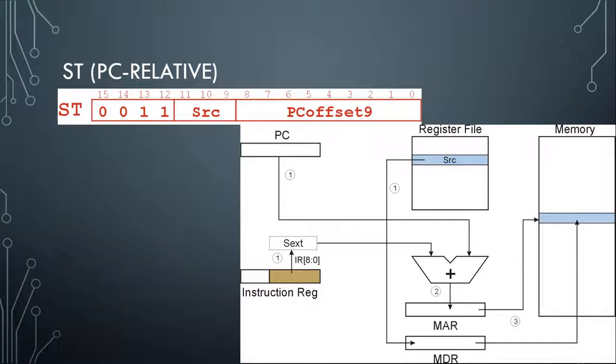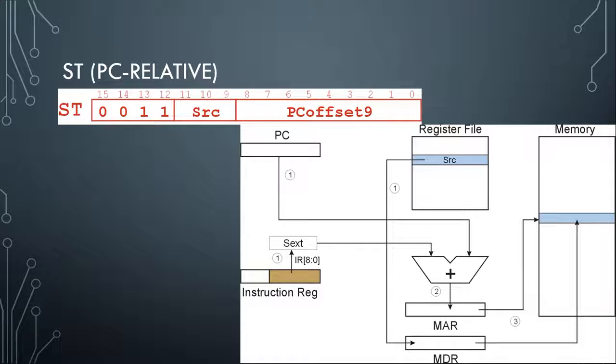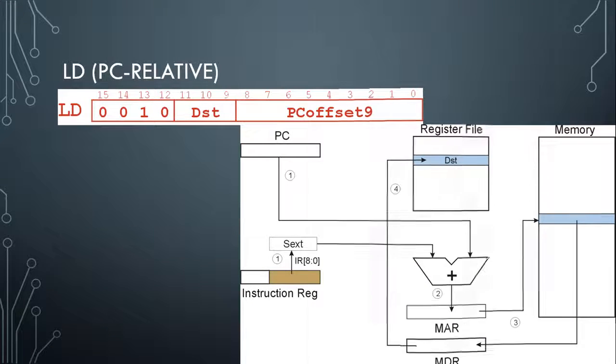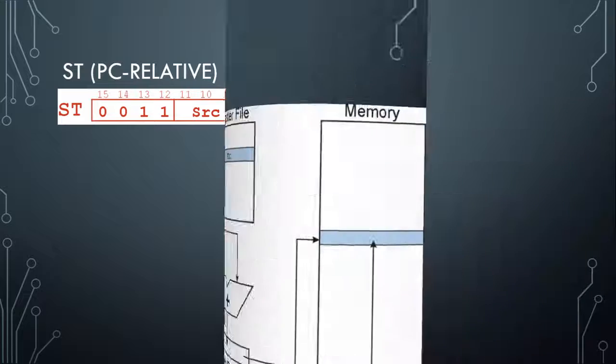Alright, from there, let's take a look at store, which is also PC relative. So this is the ST store command. And you can see with this one, it's very, very similar. The biggest difference here is that you'll notice LD is 0010, ST is 0011. That's the big difference between the two of these, because otherwise the only real difference is that this one is giving you a destination, and this one's giving you a source, because now, instead of going from memory to register, it's going from register to memory. So it's slightly different there.